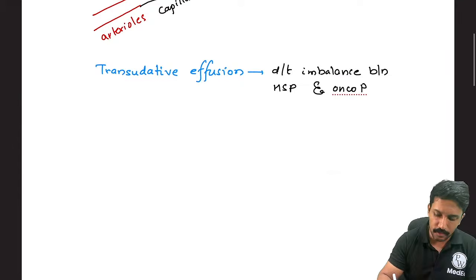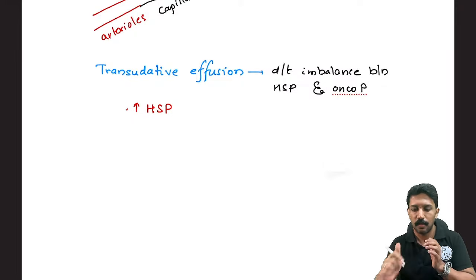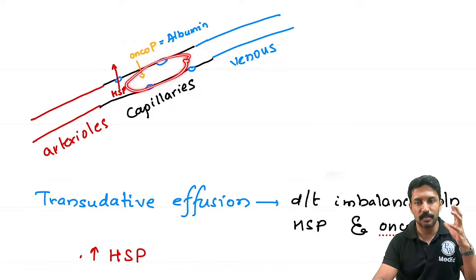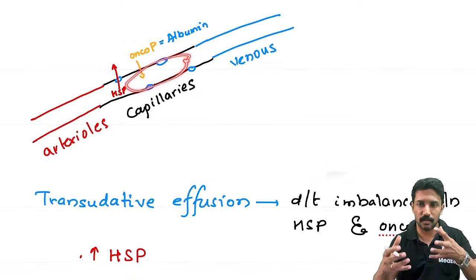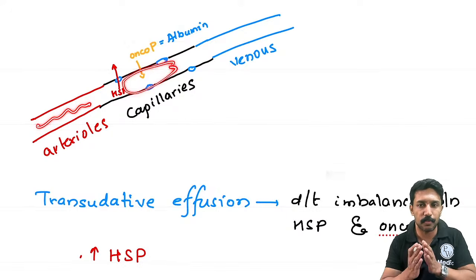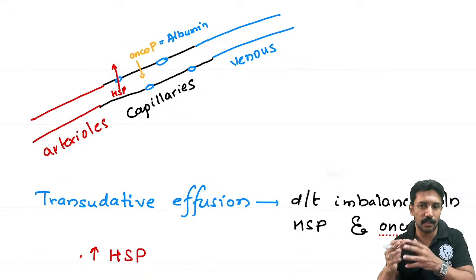So there are plenty of conditions where you will have increased hydrostatic pressure. When do I get an increase in the hydrostatic pressure? What will happen if I increase the circulating blood volume? The volume of blood going to these capillaries is increased. Hydrostatic pressure will increase. So any condition where I retain a lot of fluid inside my blood vessels, hydrostatic pressure will increase.